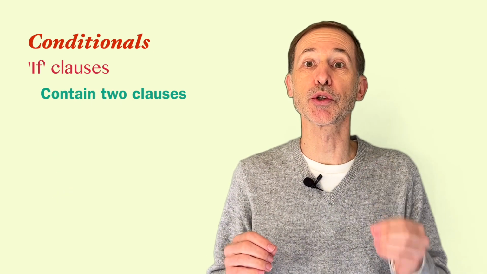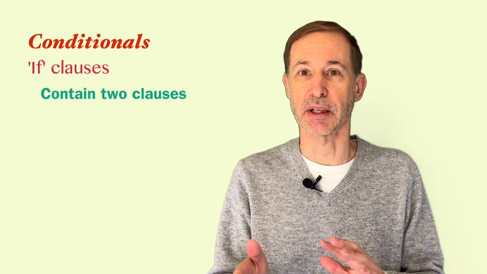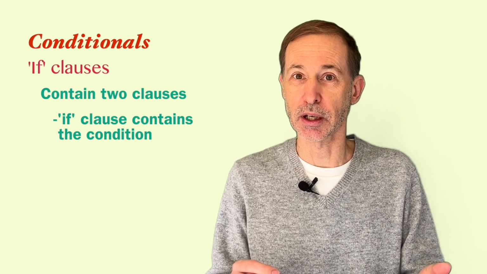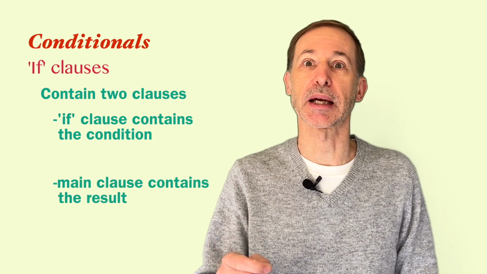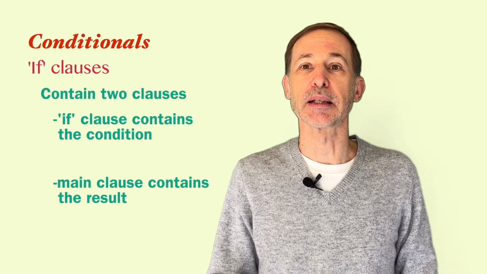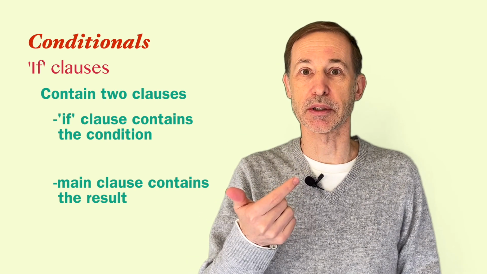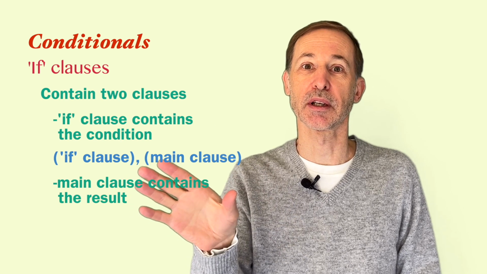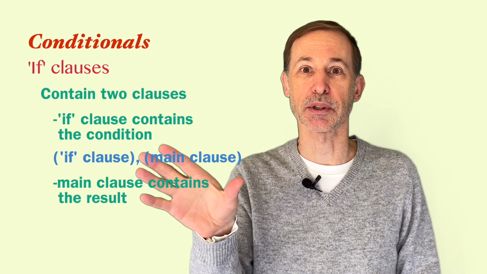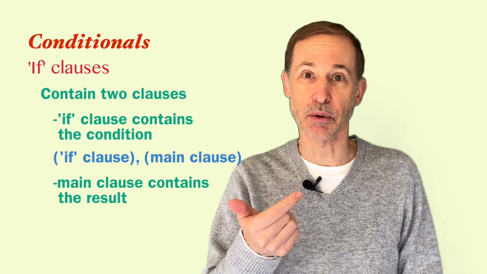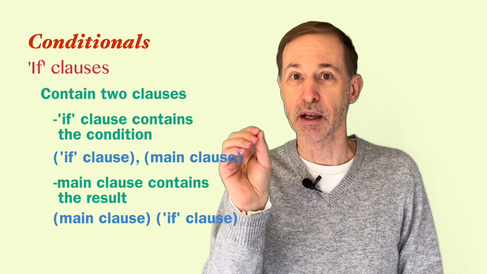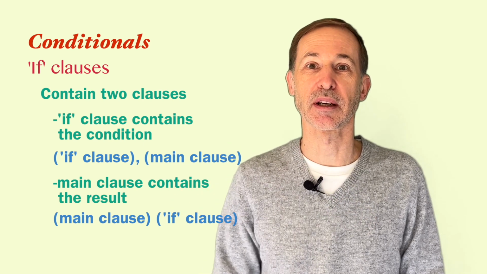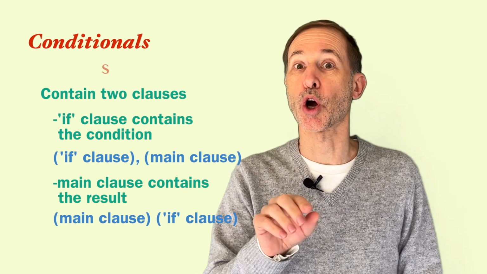Conditionals contain two clauses or two parts of the sentence. So the if clause contains the condition and the main clause contains the result. And in a sentence, these can be reversed. So we can have the if clause, comma, main clause. So condition, comma, result. We can also have the other way, so main clause, if clause. Note for that one, there is no comma.